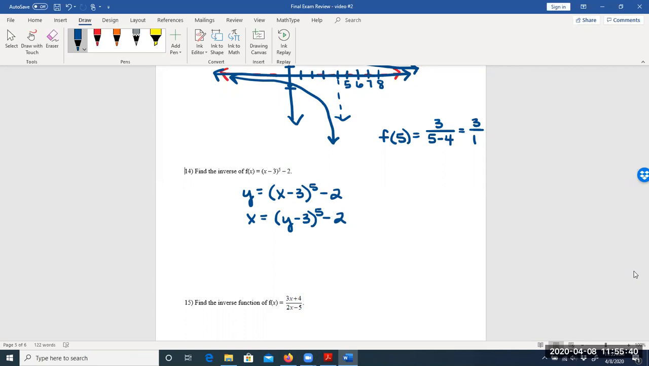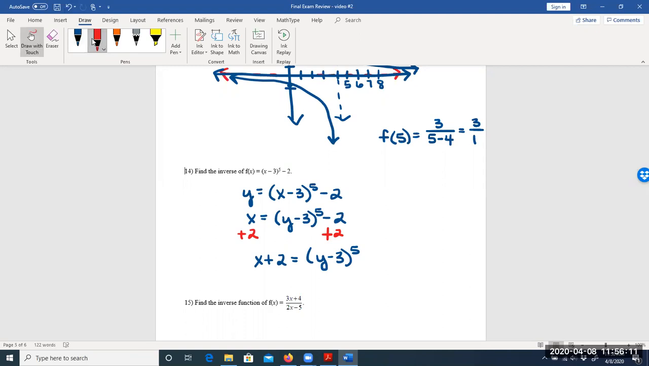So to solve for y, it is going to involve taking the fifth root of both sides to get rid of that exponent of 5. But before I can do that, I do need to isolate my binomial here to that power. So I'm going to add 2 to both sides. I now have x plus 2 equals y minus 3 to the 5th power.